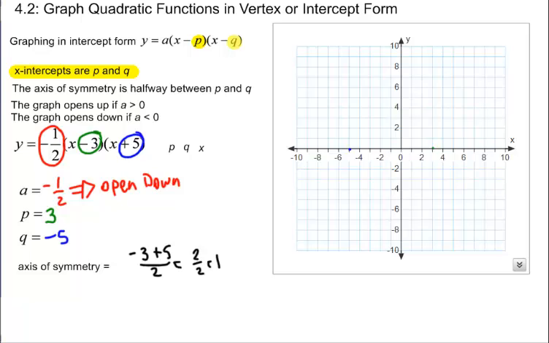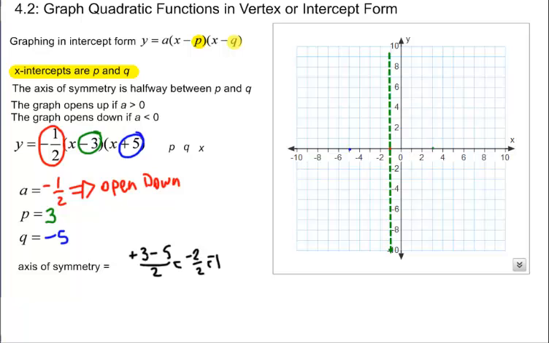Would have helped if I would have written them down correctly. This is going to be positive 3, negative 5, which makes that a negative 1. There we go. So at negative 1, this is my axis of symmetry right here. We've got it. Okay? And that means that on both sides of this axis of symmetry, we're going to have mirror images.